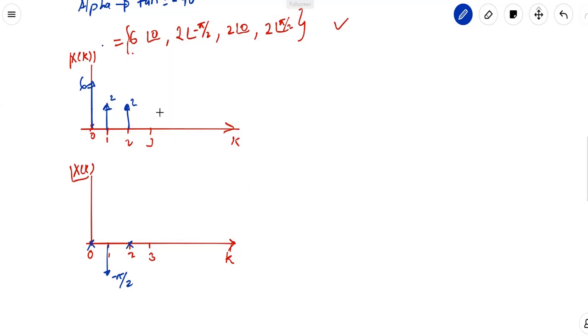Okay, when k is equal to 3, again the magnitude is how much? Magnitude is 2 only. And how much is the angle? Angle is pi by 2. So pi by 2, and this is your magnitude. Okay, this completes your problem.